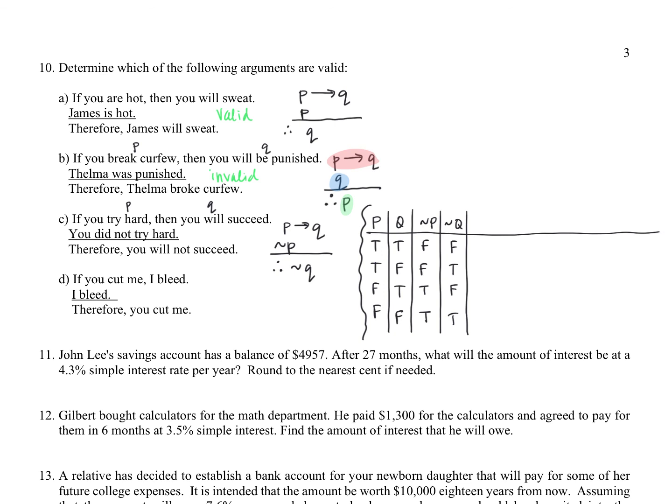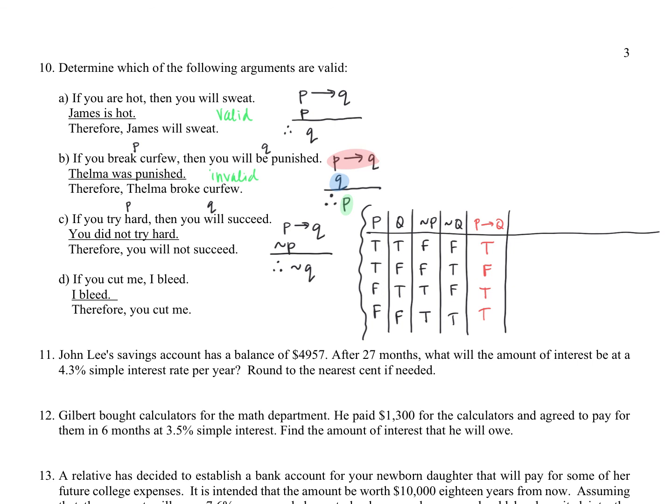Okay, so now I want to start looking at the arguments. So my first argument is P implies Q. Okay, so that's the first argument. So if P is true and Q is true, I have a true. If P is true and Q is false, that's the only time where this conditional statement is false. If P is false, then this is automatically true.